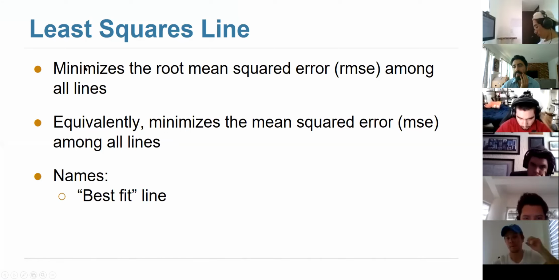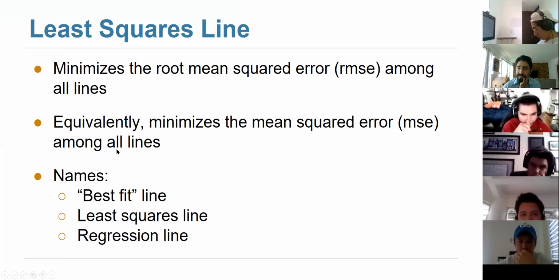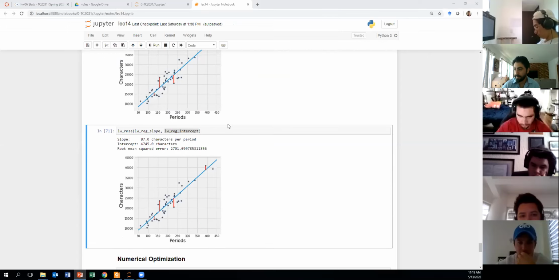So this line, the least square line, has different names. You may hear it called best fit line, least square line, regression line. Those are all different names for the same thing that we do. Best fit, least square line, regression line, those are all the same thing. And in the code, I show you that it's exactly the same thing.